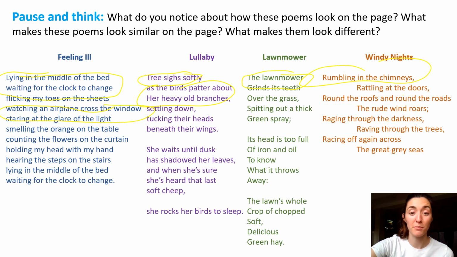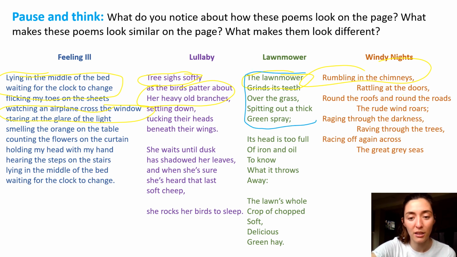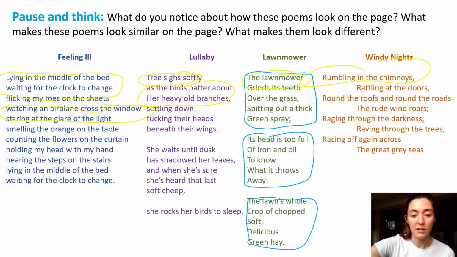Another thing that makes poems unique in the way that they look on the page are stanzas. Now, a stanza is a section that is separated by a space. So if you look over at Lawnmower, it has 3 stanzas, kind of like 3 chunks. If you notice, the ones that I'm circling in blue, there's a big space between those lines. So those are the 3 stanzas. Lullaby also has stanzas.